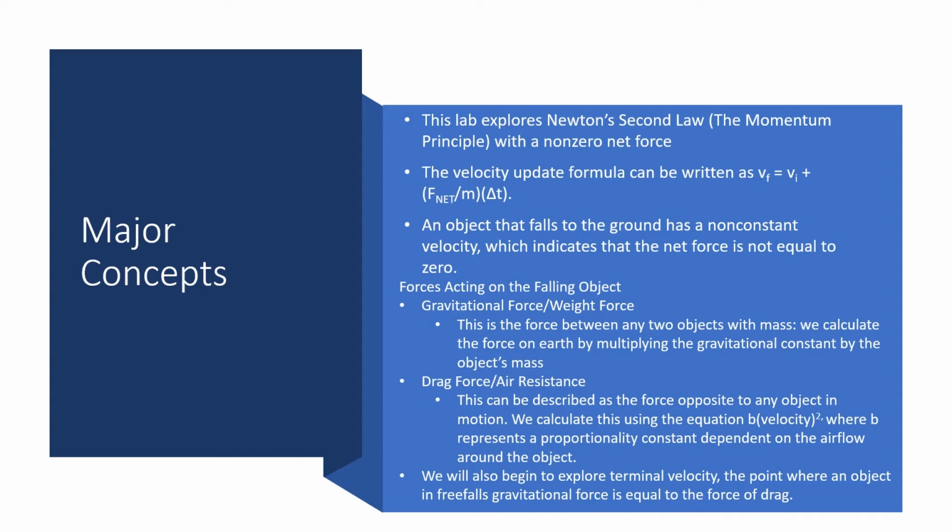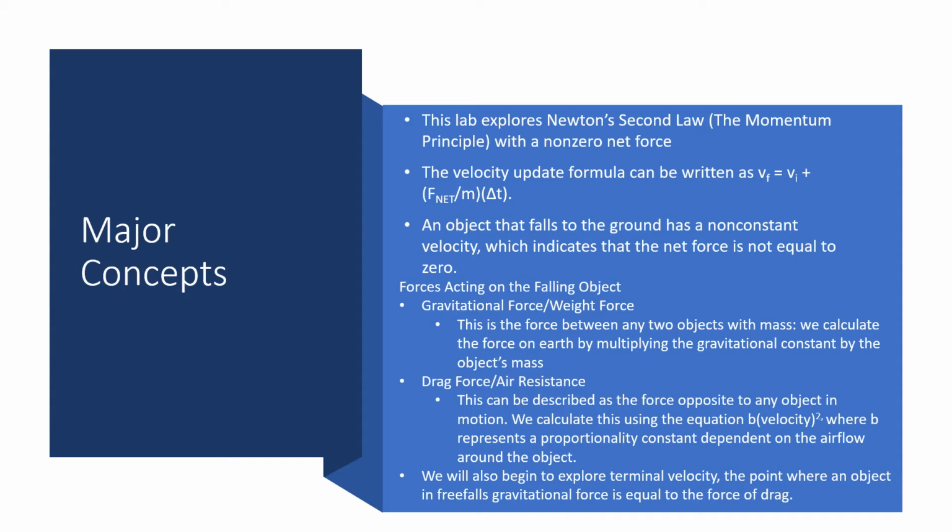An object that falls to the ground has a non-constant velocity, and this indicates that F net is not equal to zero. So we must explore what forces are acting on the object. Well, we have the force of gravity, or the weight force, which is the force between any two objects with mass. We calculate this on Earth by multiplying the gravitational constant, or 9.8, by the object's mass.